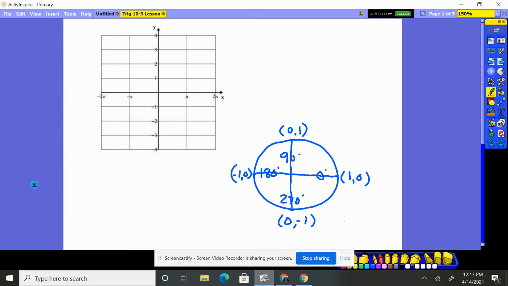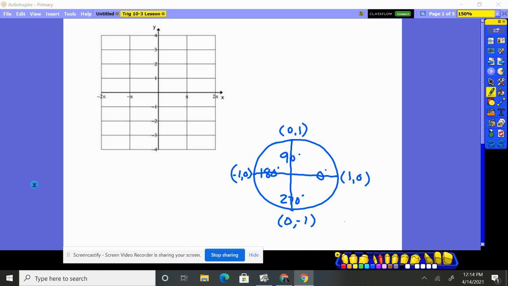Let's take a look at what we're going to call the phase shift. Okay, so we have our typical sine. Let's do sine instead of cosine. So we're going to graph that really quickly. We'll do it here in blue.